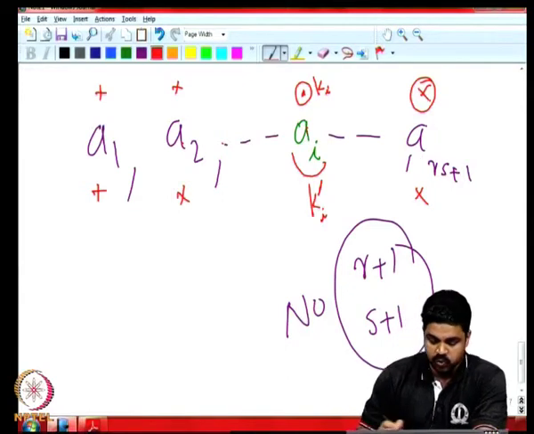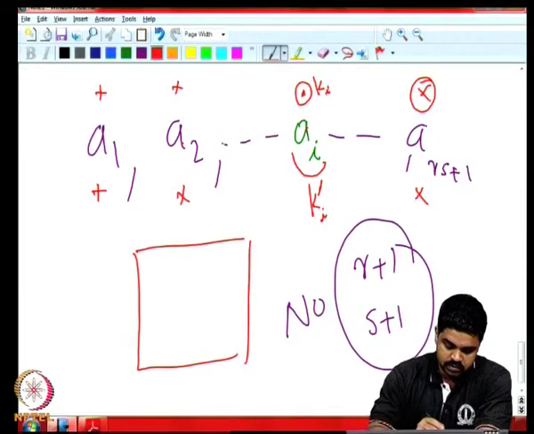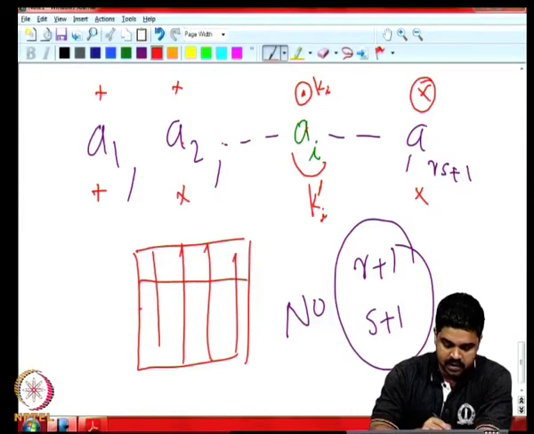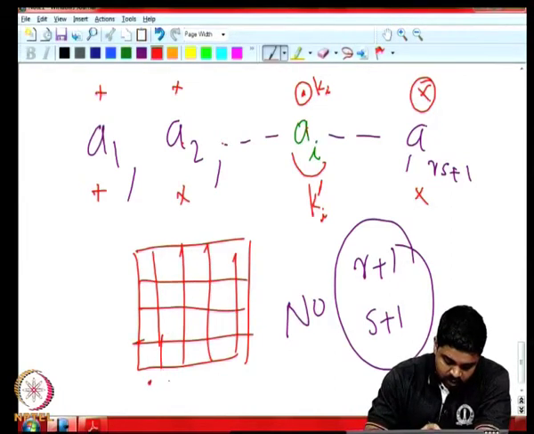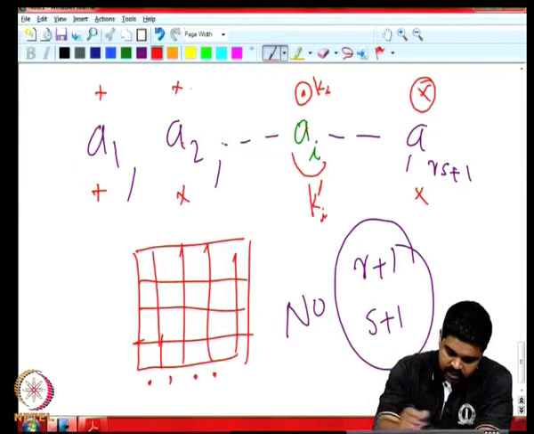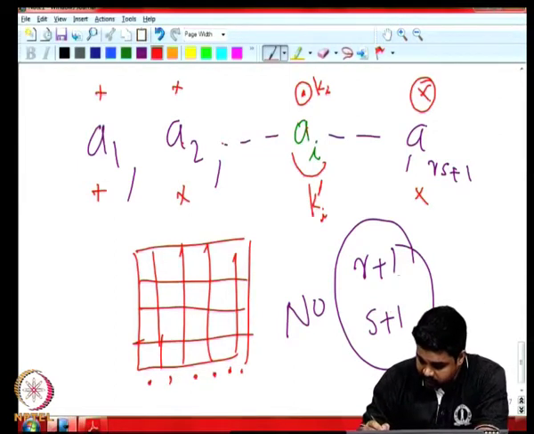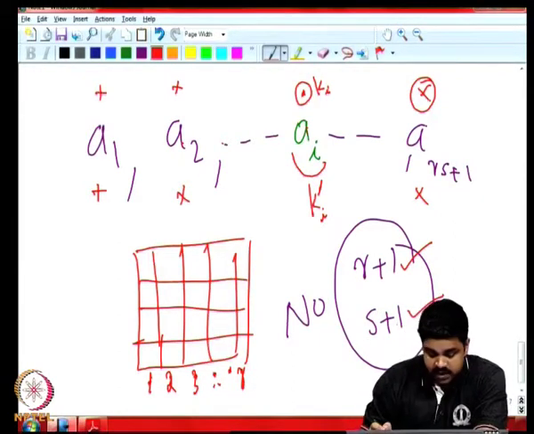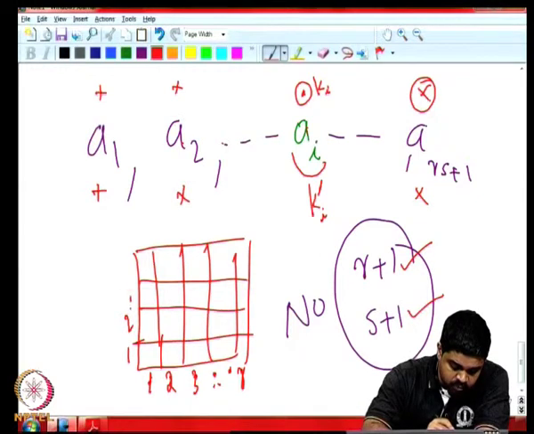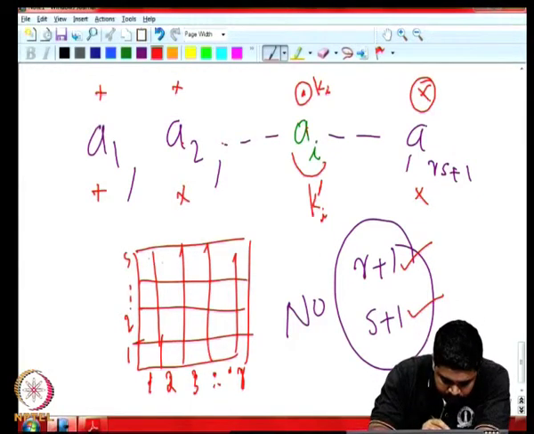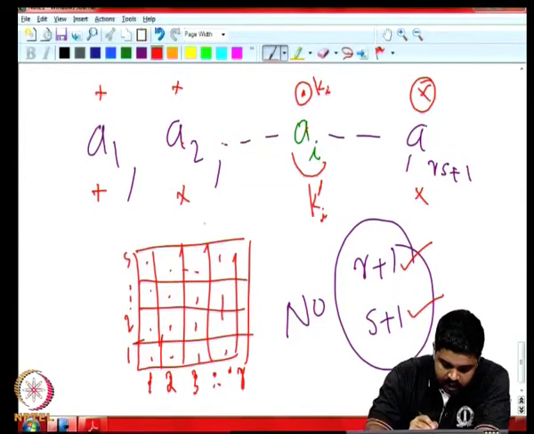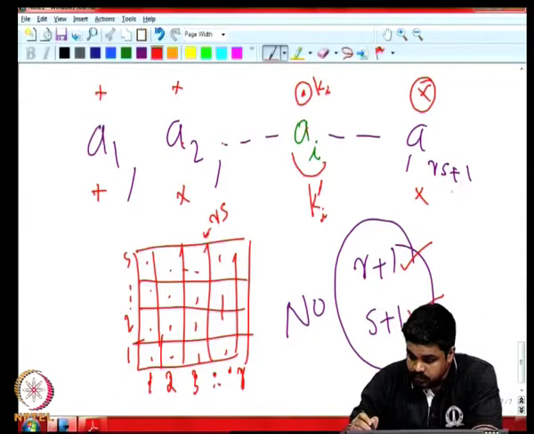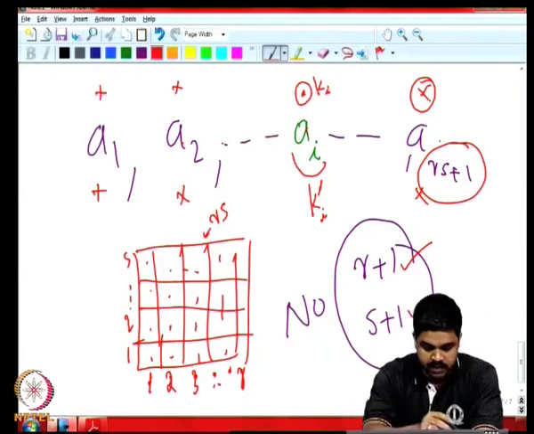Now, we again draw that, well, this time a rectangular grid, and here these columns will correspond to the numbers which we are writing here. So, if we do not have any r plus 1 length increasing subsequence, it is very clear that this can be 1 up to r only. If we do not have an s plus 1 length decreasing subsequence, it is clear that it is 1 up to s only, right. The total number of squares possible will be r into s, right. But we know that there are r into s plus 1 distinct numbers here.